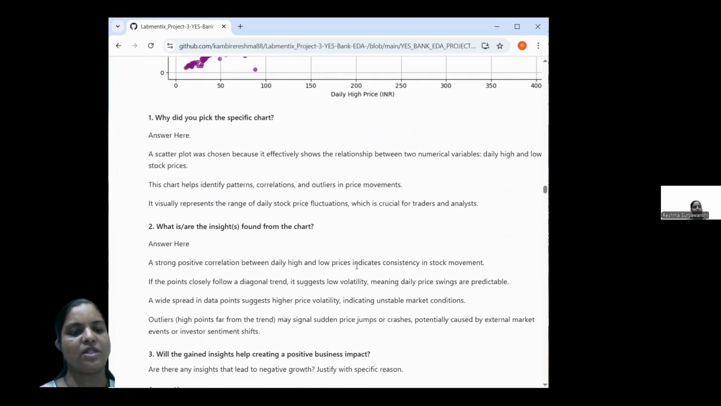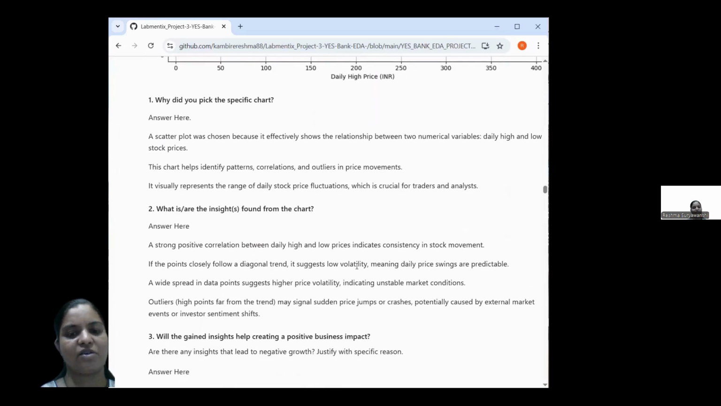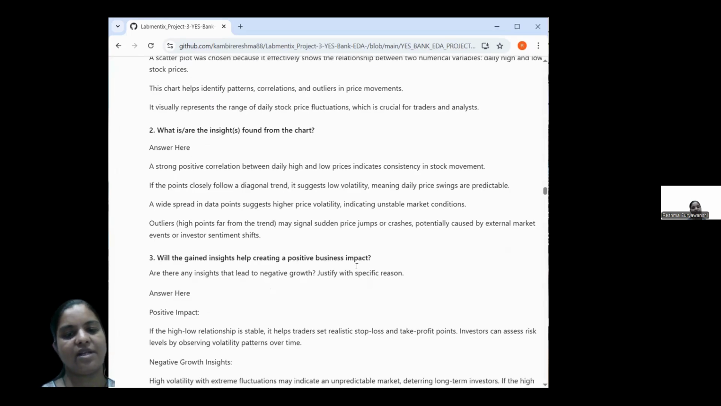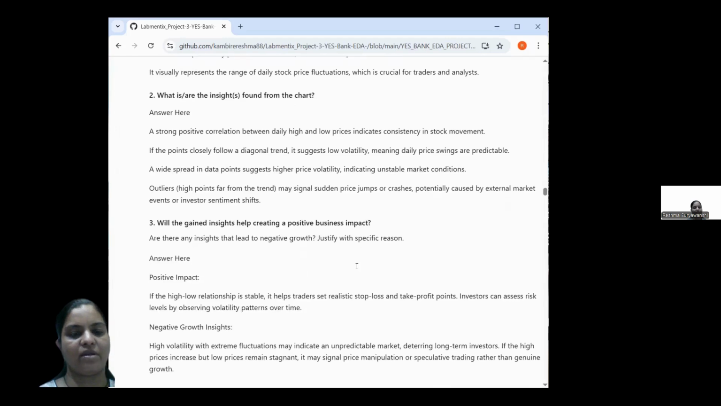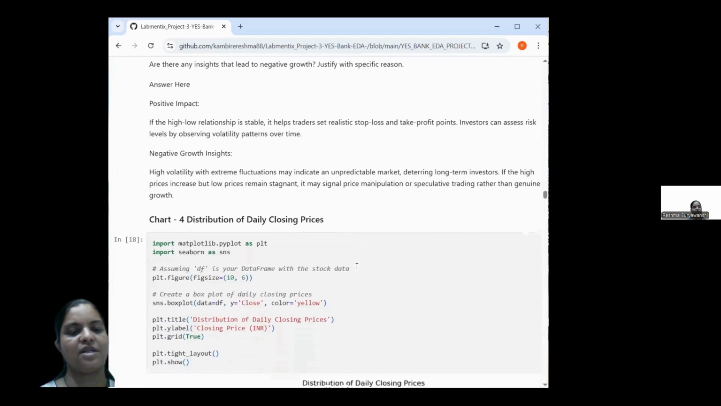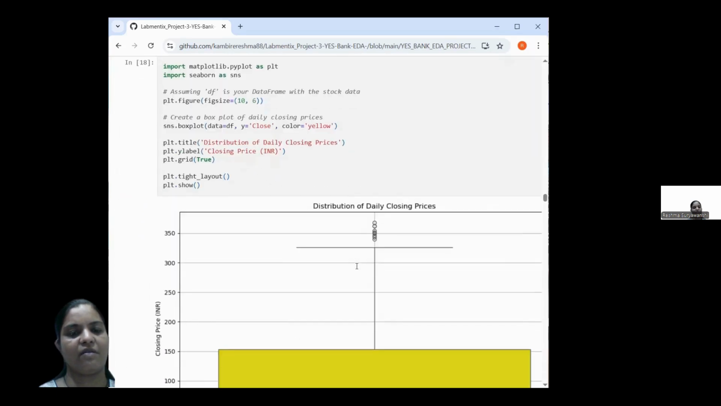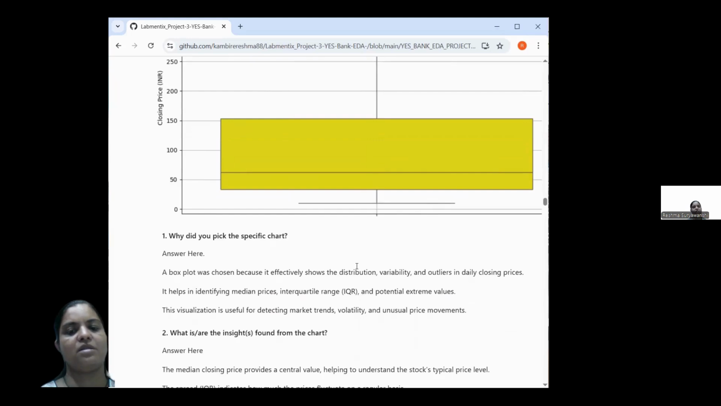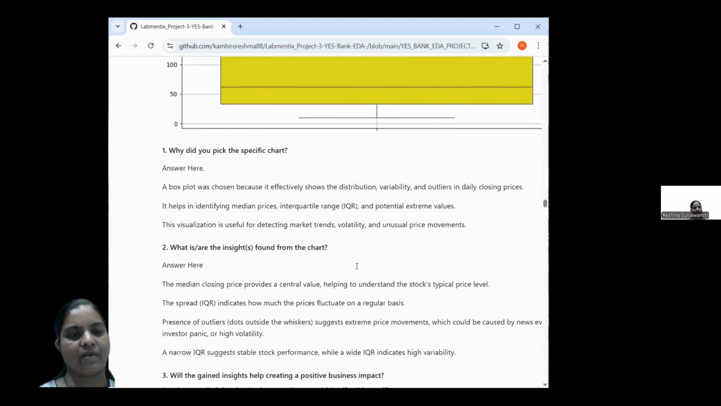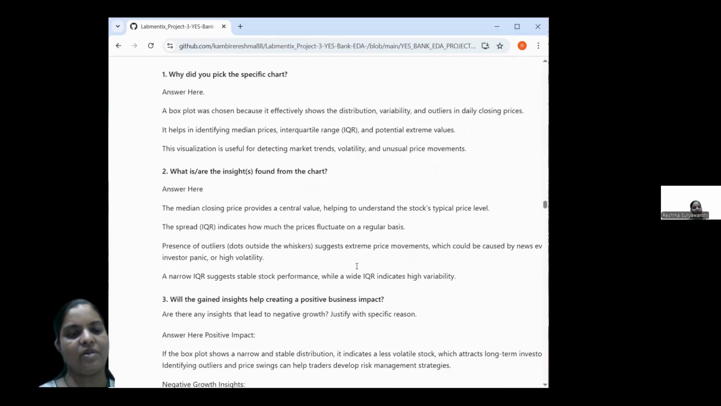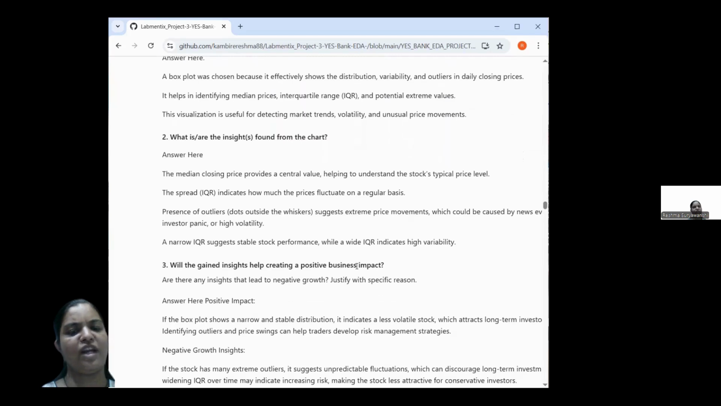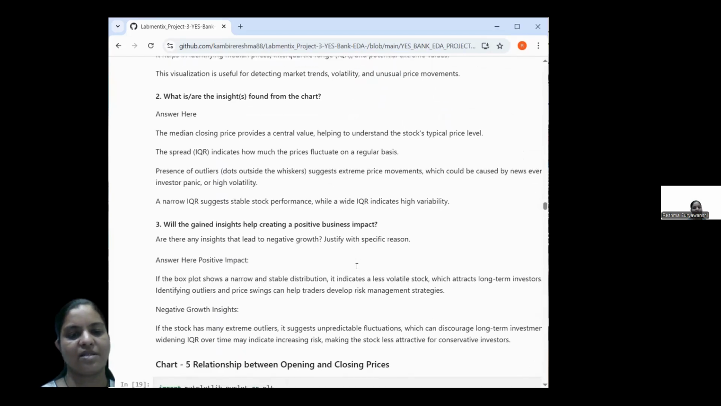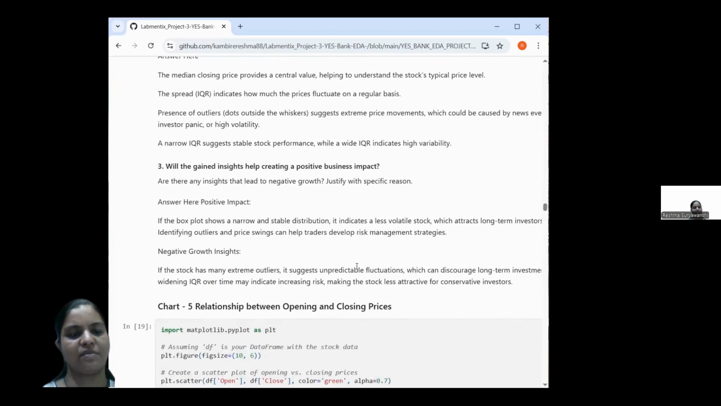So, a strong positive correlation between daily high and low price indicates consistency in stock movement. So, if the high-low relationship is stable, it helps traders set a realistic stop loss and take profit point. Next chart is about distribution of daily closing price, where we use a box plot because it effectively shows the distribution variability and outliers in daily closing price. So here, if the box plot shows a narrow and stable distribution, it indicates a less volatile stock, which attracts long-term investors. Identifying outliers and price swings can help traders and develop risk management.